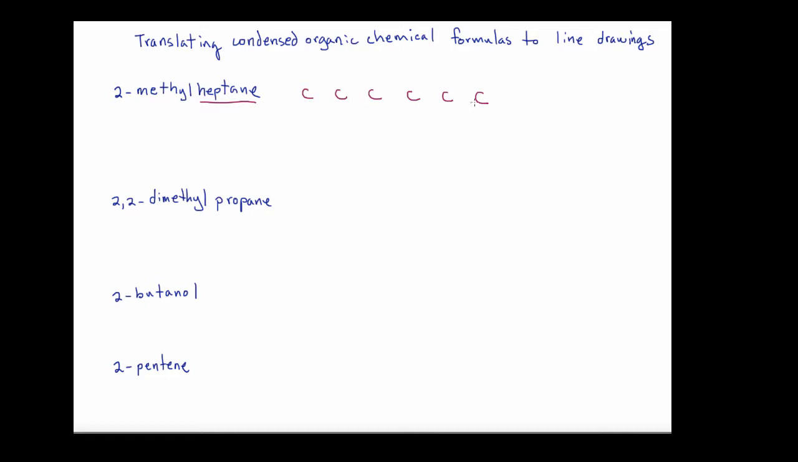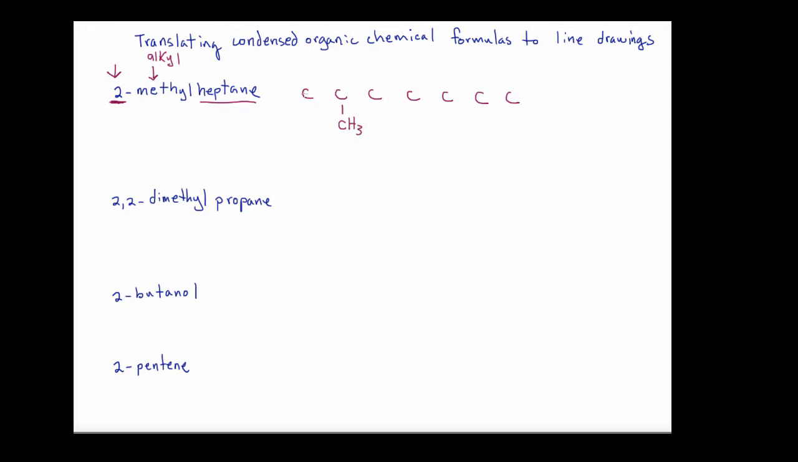So let's see, we have 1, 2, 3, 4, 5, 6. Here's the 7th one. And then I'm going to establish where my branch is. To do that, I need to focus on the information on the front end of the name. This number tells us which carbon this alkyl functional group is on. And so the methyl group attached to this heptane chain will appear on the 2nd carbon. For simplicity, I'm going to count in from the left side of the chain. That's normally what I do. So let's put our methyl group here.